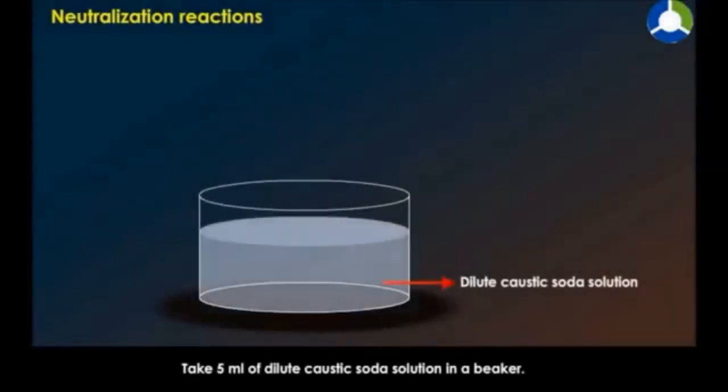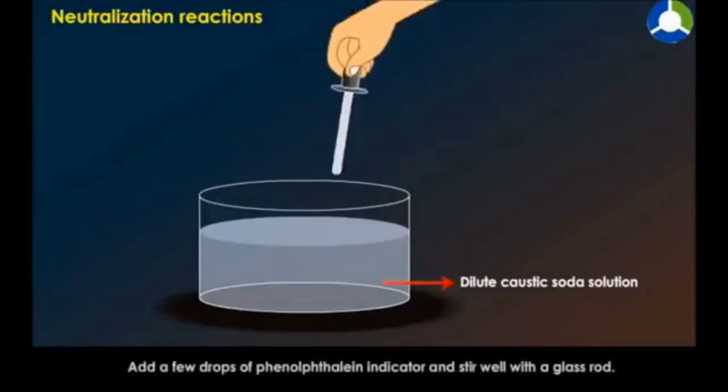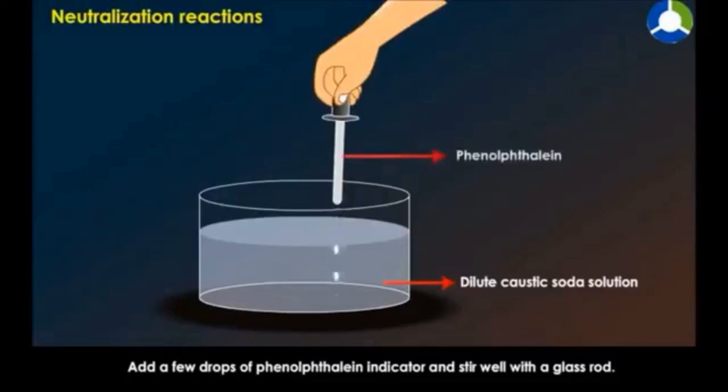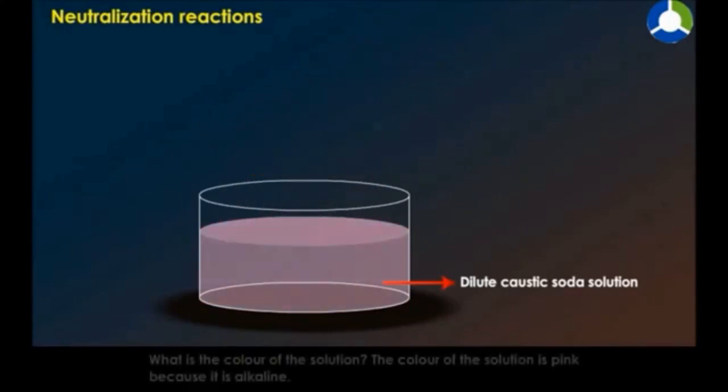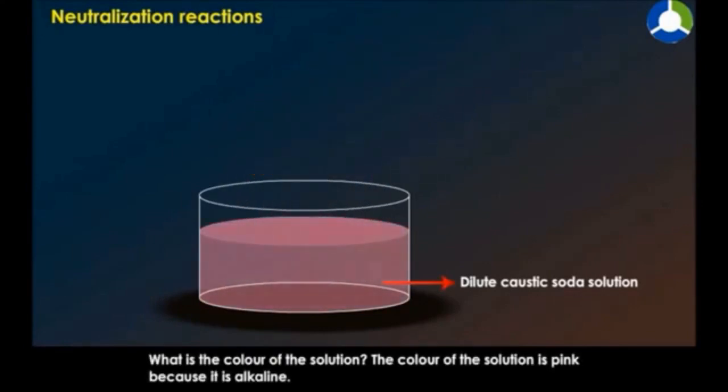Take 5 ml of dilute basic solution in a beaker. Here we take dilute caustic soda solution as base. Then add a few drops of phenolphthalein indicator and stir well with a glass rod. What is the color of the solution? The color of the solution is pink because it is alkaline.